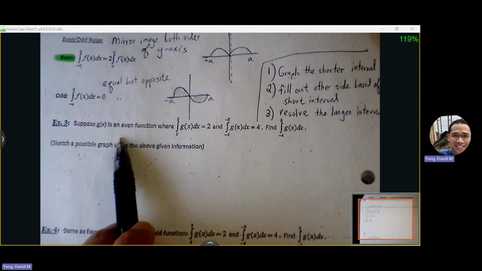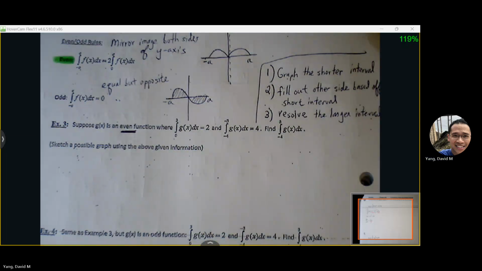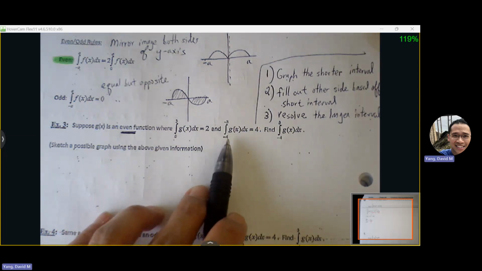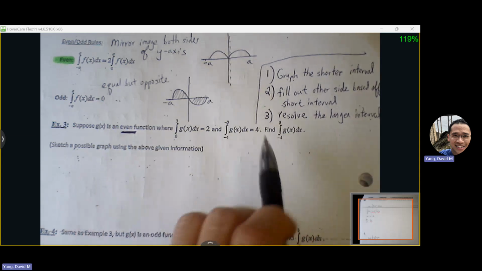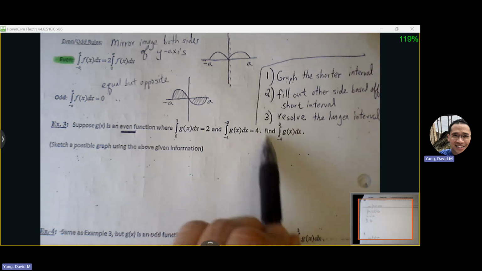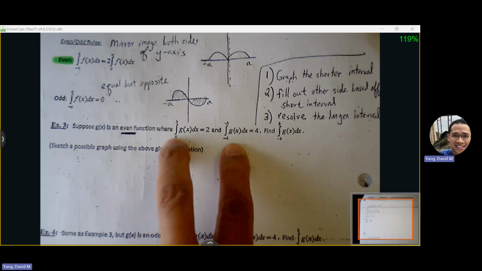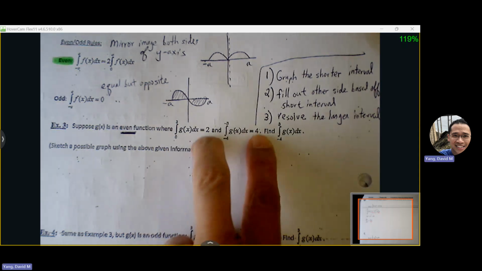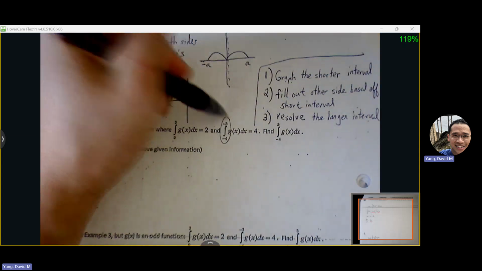So example 3, suppose g of x is an even function. So we know we're going to create a mirror image, where the integral from 0 to 3 is equal to 2, and the integral from -4 to -3 is equal to 4. Find the definite integral from -4 to 3. So once we have the graph all filled out, then we can just add up the region that we're asked to add up. Okay, which has the shorter interval? Good, this one here. The area may be larger, but we're after the shorter interval.